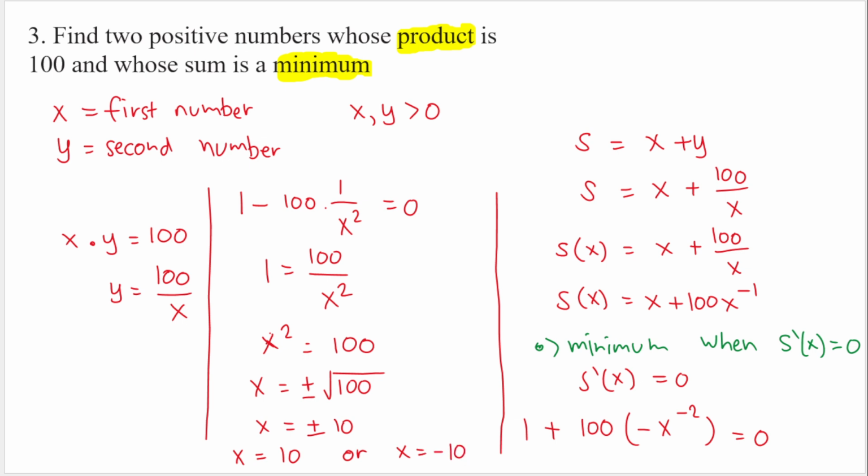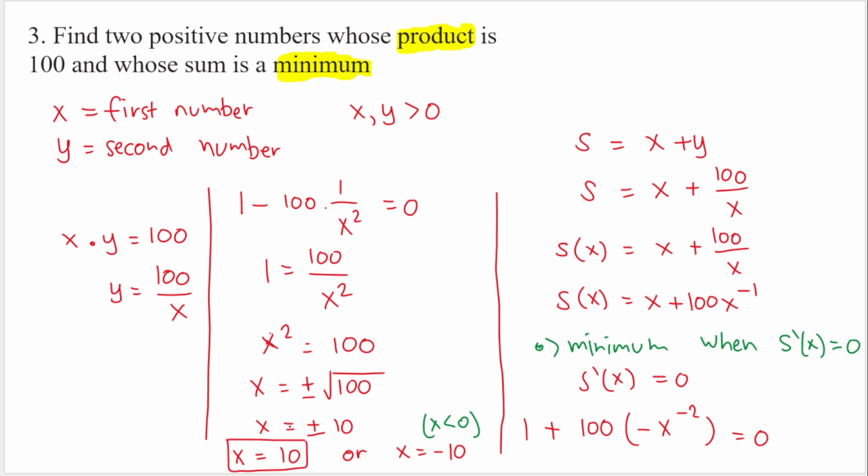However, this is less than 0, so we cannot use this value here. So x is less than 0. So we eliminate this answer here. So our value of x is 10.